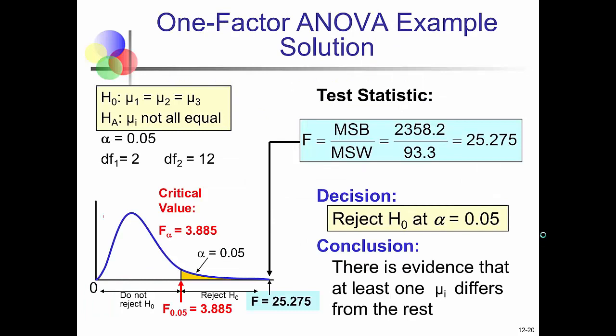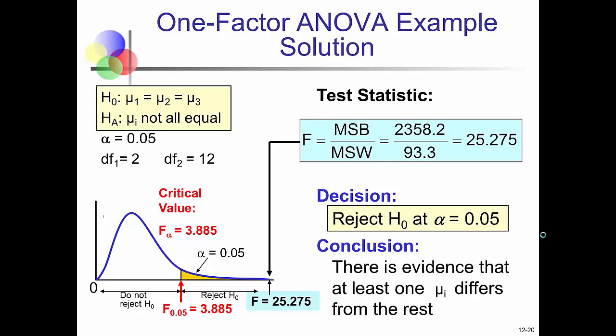So to actually conduct the hypothesis test, we have to consider what our null and alternative hypotheses are. We're testing to see if the average for club 1 is the same as club 2 is the same as club 3. And if we can reject the null hypothesis, we're going to be able to say that at least one of those means is different from the others. We assumed a 5% level of significance with 2 degrees of freedom for the between and 12 for the within.